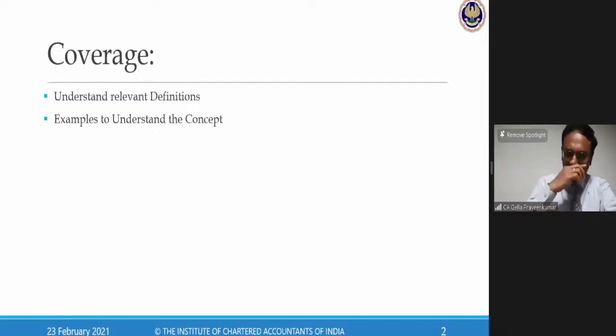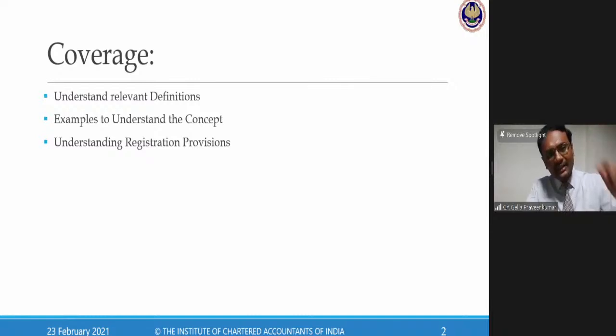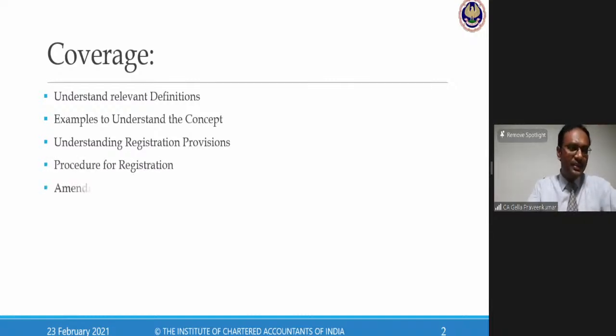Now coming back to today's topic, we will have a couple of examples for us to understand the relevance of these GST provisions. Various aspects of our registrations are to be understood. We will understand what a registration is. We will also understand the procedure for registration.